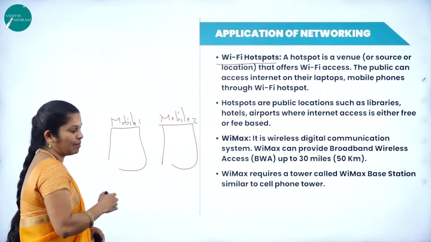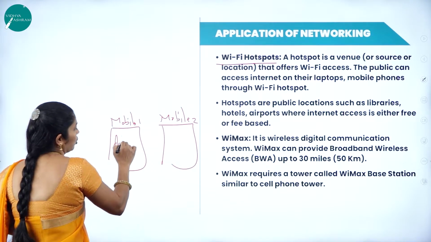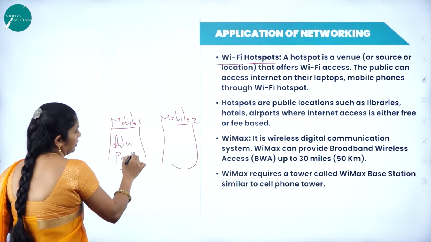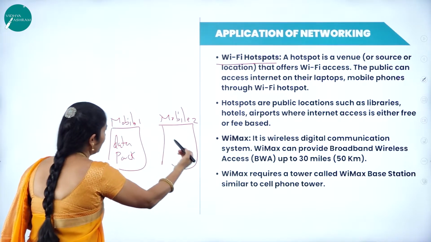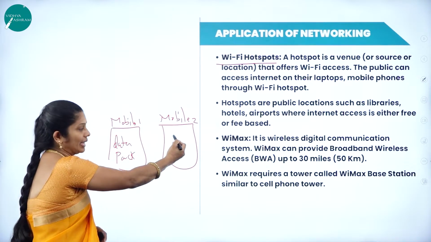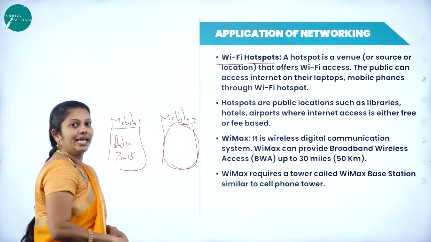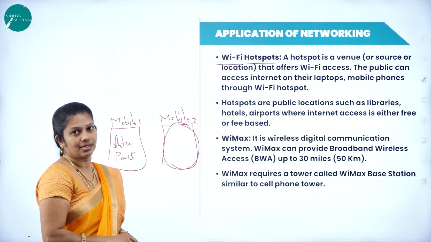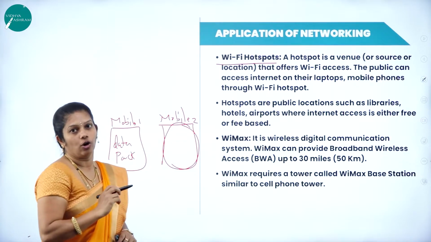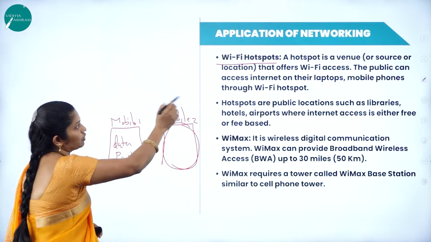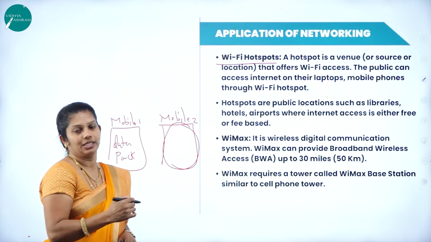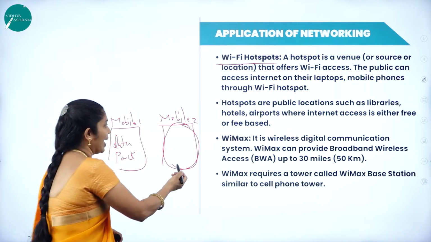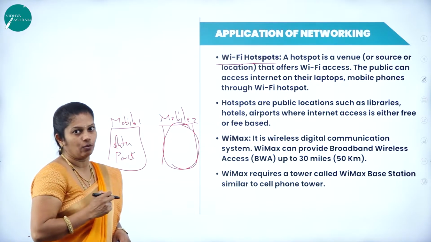Consider in this mobile, I am having a data pack. I am having a lot of data pack here, whereas in this mobile 2, I don't have any data pack. But with the help of this mobile 1, I can access the data, the internet, in this mobile 2 by using Wi-Fi hotspot. In mobile 1, if you switch on Wi-Fi hotspot, and in mobile 2, if you switch on the Wi-Fi connection, then we can access the data which is present in mobile 1.